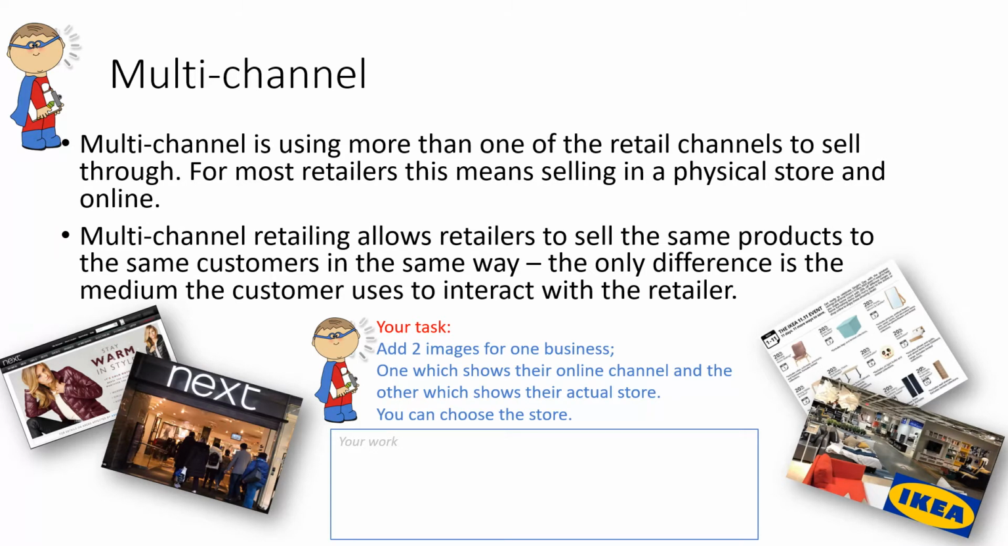Your task: add 2 images for one business. Look at the next one, look at the IKEA ones. You need to do something similar but choose your own business. Add one image which shows what their online channel looks like, and add a second image which shows what their actual store looks like. You choose which store you want.